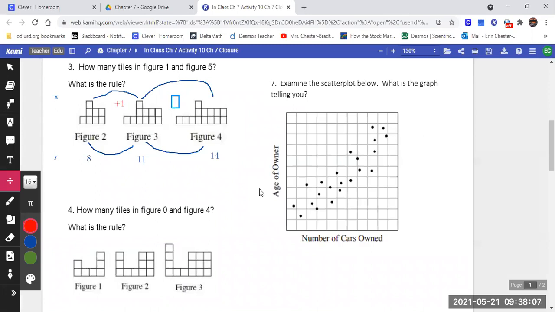Add 1. So our change of X's was 1, adding 1 to the figure number, because the X's are the figure number. The Y's are the number of tiles. So what's changing for our number of tiles to go from figure 2 to figure 3?